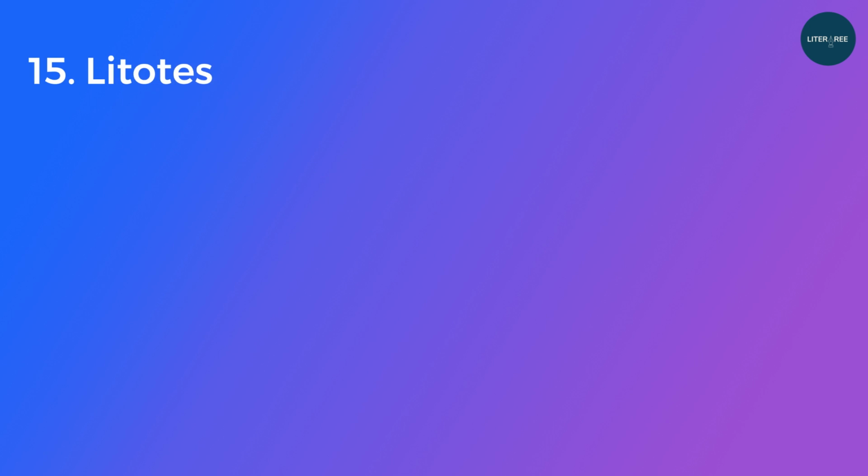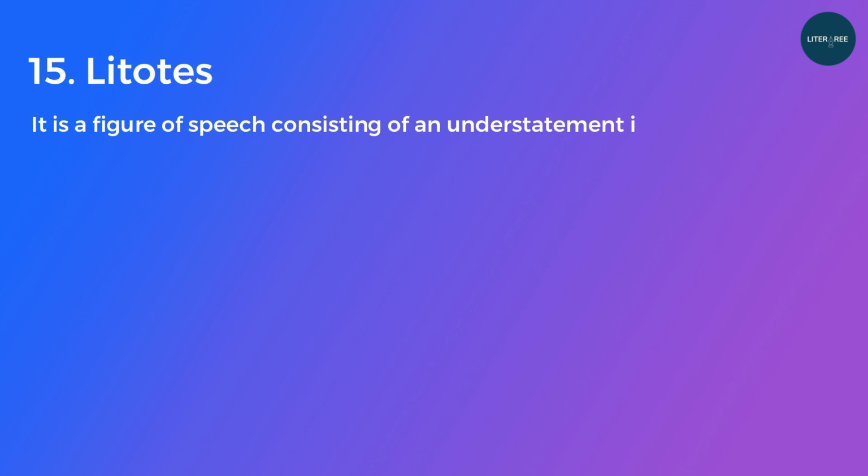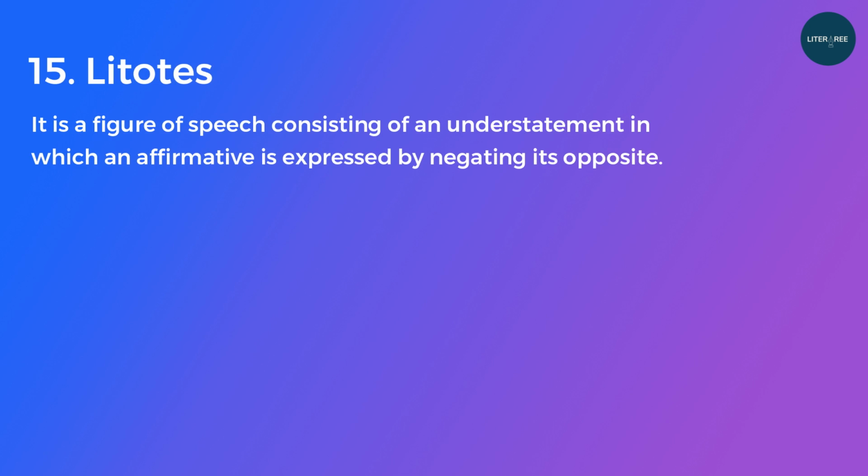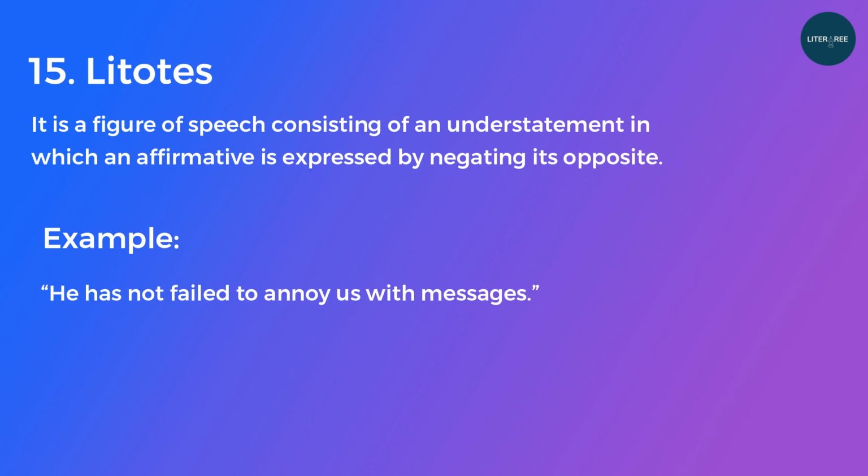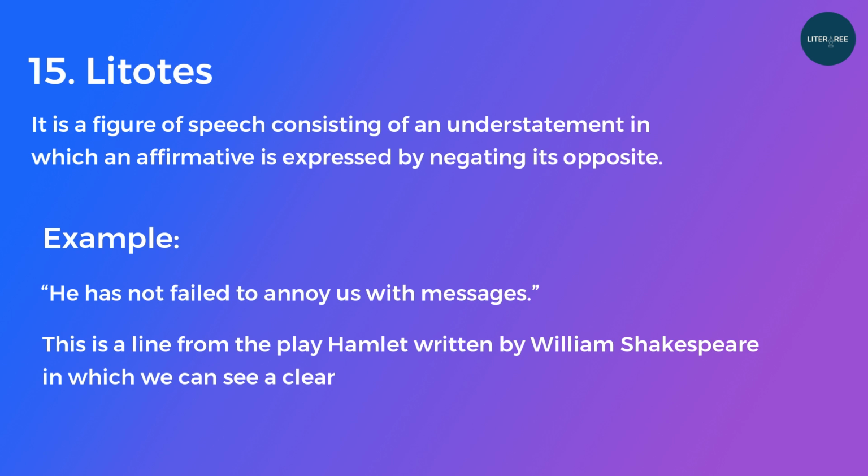Litotes. Litotes is a figure of speech consisting of an understatement in which an affirmative is expressed by negating its opposite. Look at this example. He has not failed to annoy us with messages. This is a famous line from the play Hamlet, written by William Shakespeare. In this line, we can see a clear example of litotes being used.